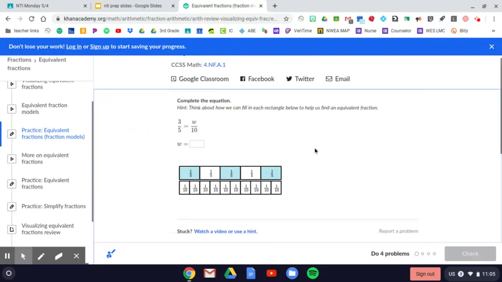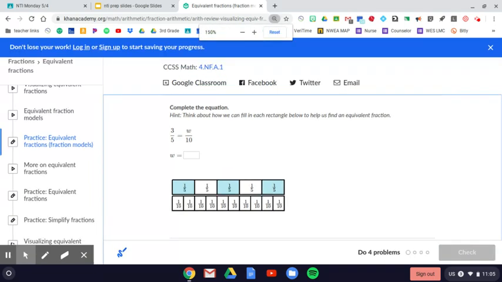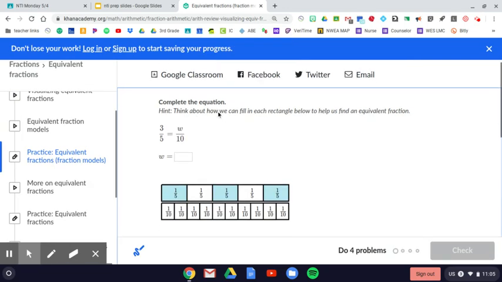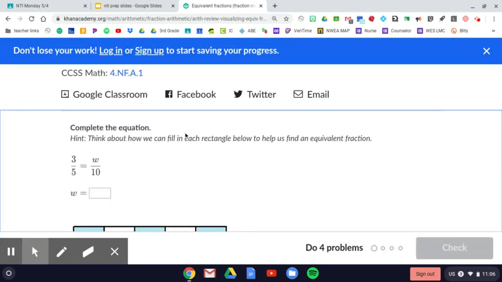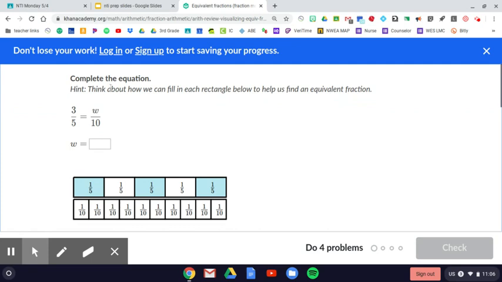Most of the problems you'll do will have a number line or a fraction bar or a hint to help you. Let's make the screen a little bit bigger. It says complete the equation. Whoops. Sorry, guys. Complete the equation. Here's a hint. Think about how we will fill in the rectangle here to help us with the equivalent fraction. 3/5 is equal to W over 10.